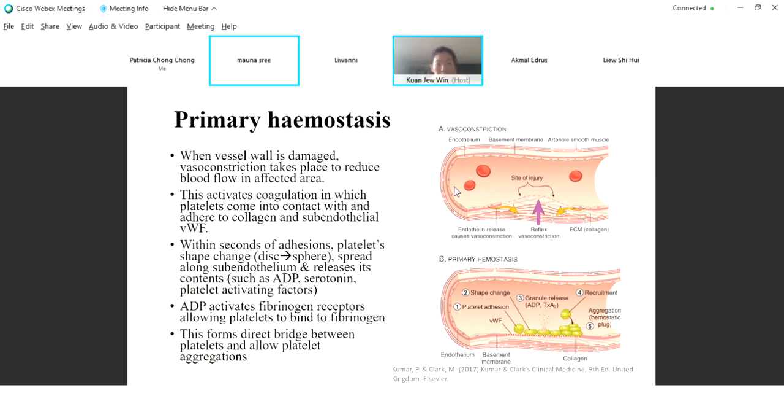So once the ADP activates the fibrinogen receptor, this will allow the platelet to bind to the fibrinogen, and this will cause the platelet aggregation process, in which the platelets form a bridge between each other.